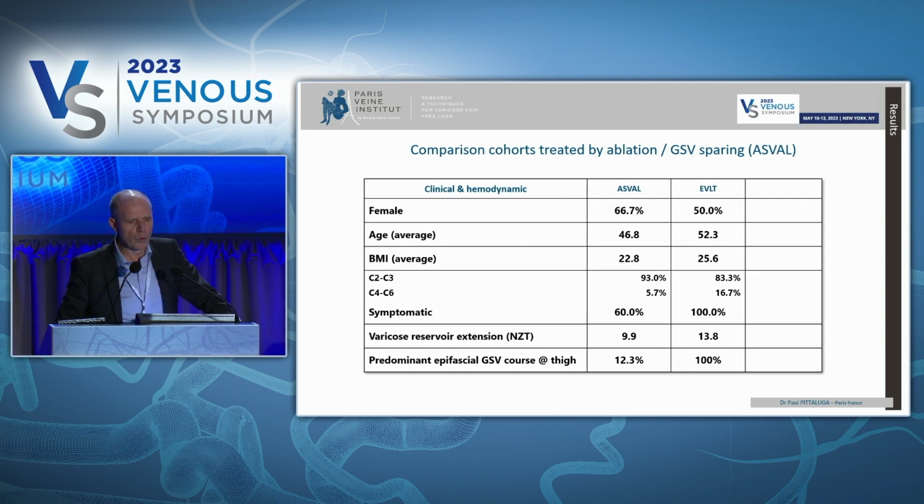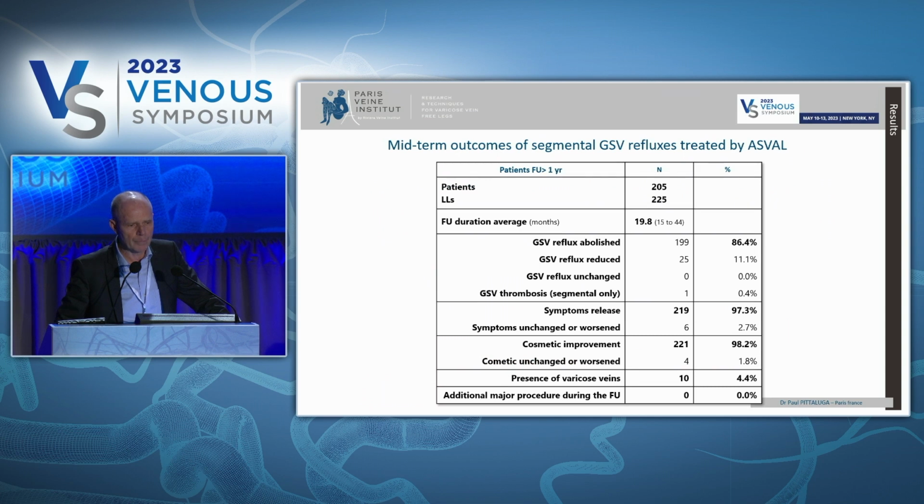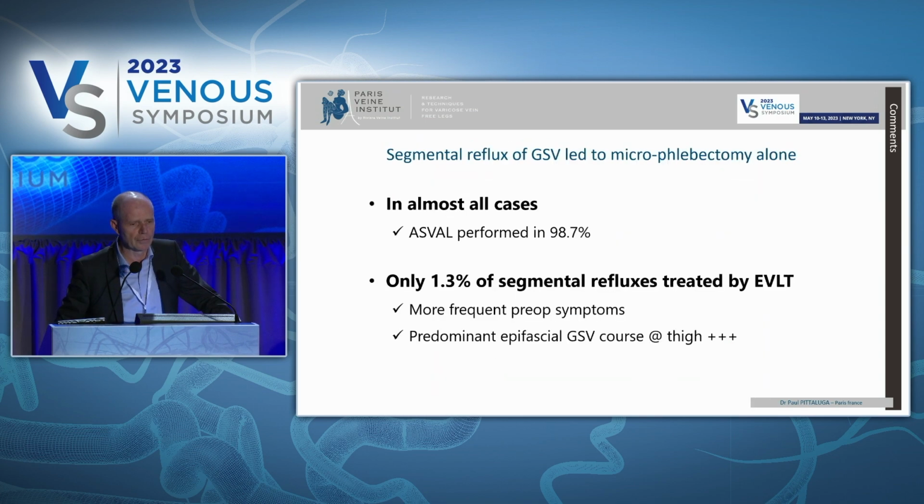The comparison of both cohorts, treated by ASVAL and laser, surprisingly showed only two significant differences: all the patients treated by laser were symptomatic, and all of them had a predominant epifascial GSV course at the thigh. The midterm results showed complete abolition of the GSV reflux in 88%, symptom relief and cosmetic improvement in 97-98%, presence of varicose veins in only 4%, and no need of any additional procedure during the follow-up.